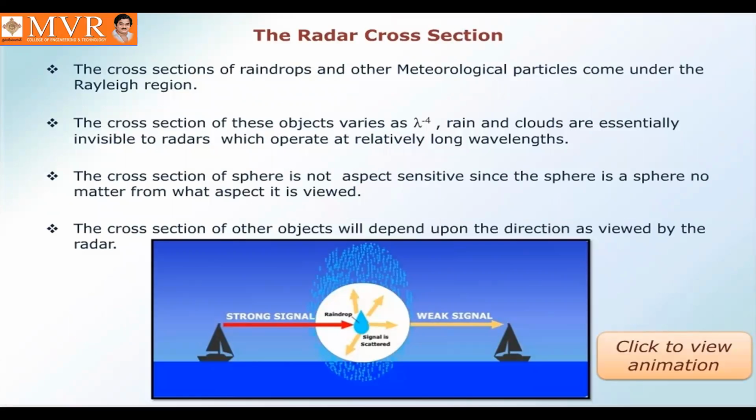Now let us see the interruption of the cross section by raindrops. Why? Because whatever strong signal is reflected from the target, if any raindrops are there, the strength of the signal will be decreased. That becomes a weak signal. So while deriving the radar cross section, we need to consider the atmospheric conditions also, because the atmospheric conditions have a huge effect on the reflected signal.